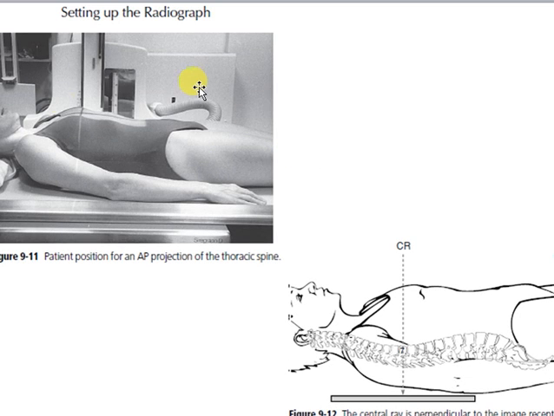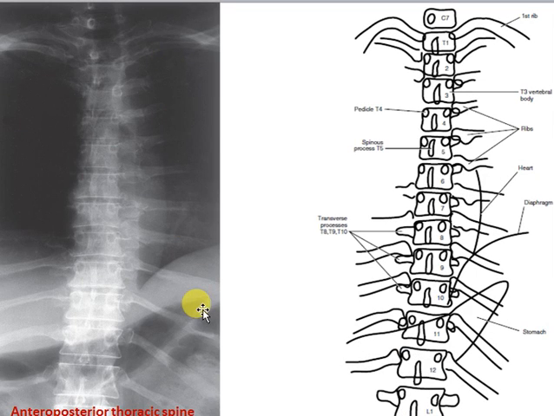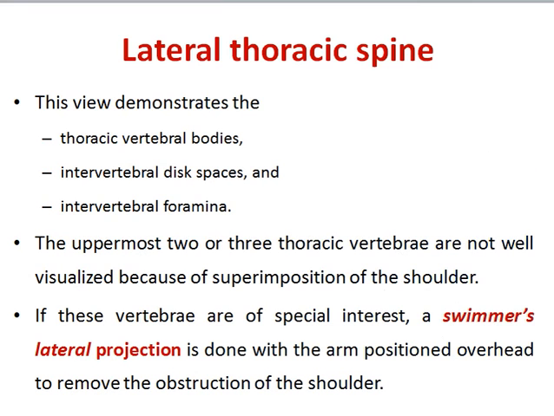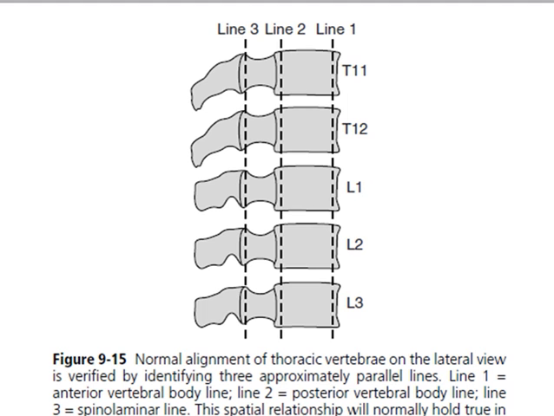Now this is the AP view. In the AP view, you can see progressively increasing diameter of the vertebral bodies. You can see the spinous processes here as well, and you can see the pedicles, the transverse process, and the ribs. The thoracic vertebrae have the ribs, so sometimes there is a shadow of the rib as well. In the lateral thoracic spine view, you look for the vertebral body, intervertebral disc space, and the foramina. This is the positioning of the patient, and again you need to draw three lines: line 1, 2, and 3, anterior, posterior, and then posterior line. So these lines are really very important.